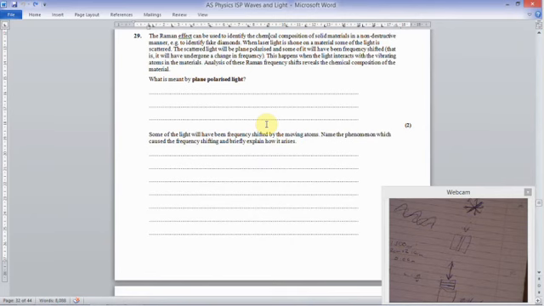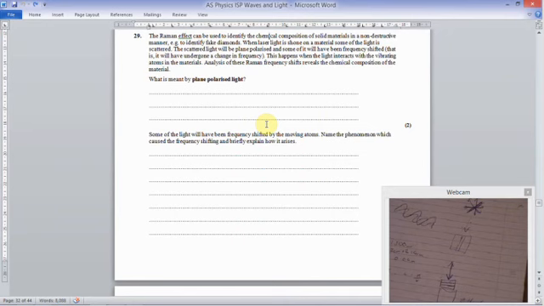So, laser light is shone and the light is then scattered. Scattered light would be plane polarized, right? So, there's our piece of knowledge we're using, plane polarized. And it will have been frequency shifted. In other words, Doppler effect sort of ideas, undergone a frequency shift. This happens when the light interacts with vibrating atoms in the materials. Analysis of the Raman frequency shift reveals the chemical composition of the material.